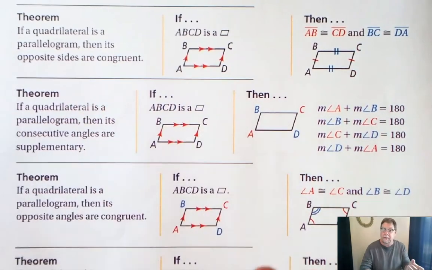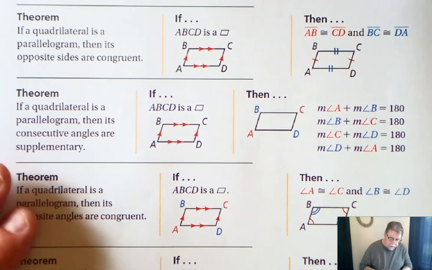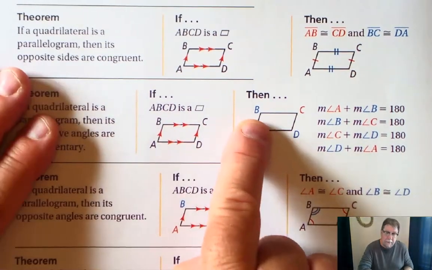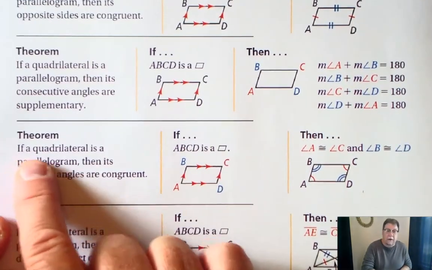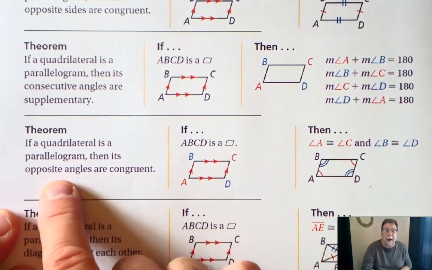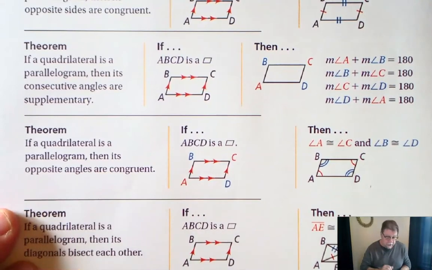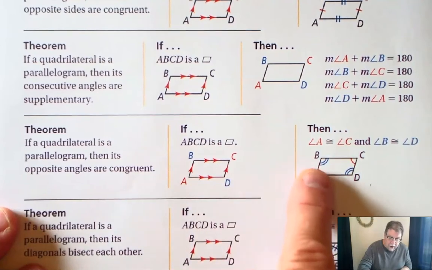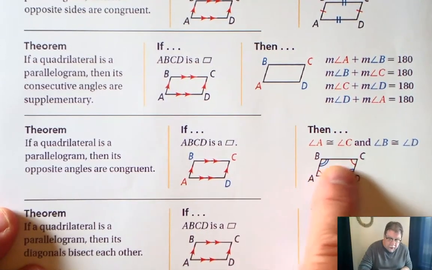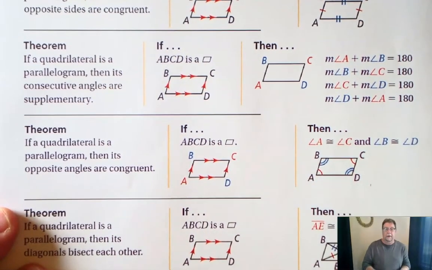So we have opposite sides that are congruent and consecutive angles are supplementary. All right? What's going to happen with the opposite angles? What about B and D? What about A and C? That's what's next. If the quadrilateral is a parallelogram, then the opposite angles are congruent. So now we look, there's a parallelogram. So angle A and angle C will be congruent. Angle B and angle D will be congruent.